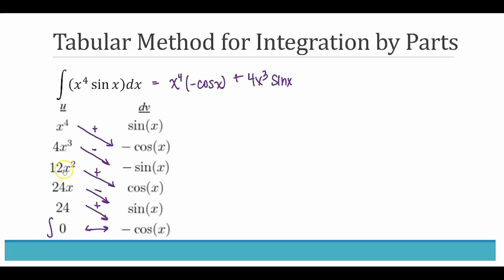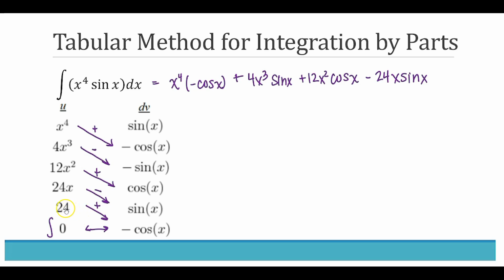So the next one is 12x squared times cosine x, and it stays the same sign, positive. So I'm going to have plus 12x squared cosine x. Then I have 24x times sine x, and that would be positive, but it's going to change sign. It's going to become negative. So I have negative 24x sine x.